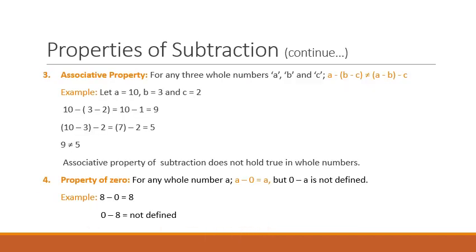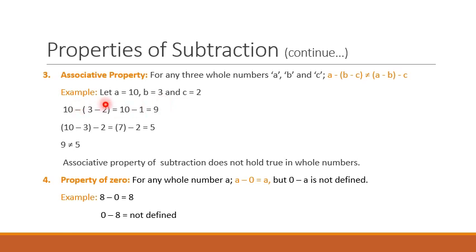Now let's see the next property of subtraction, the associative property. It says for any three whole numbers a, b and c, the difference a minus (b minus c) in brackets is not equal to (a minus b) in brackets and then c subtracted from it. Now let's understand it with the help of an example.